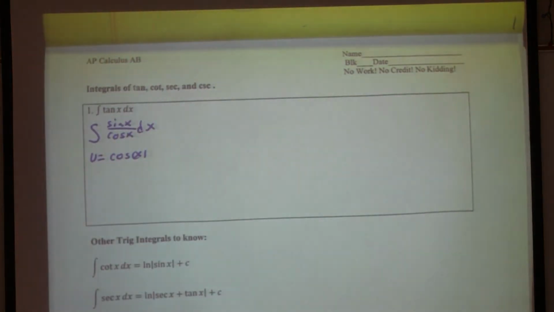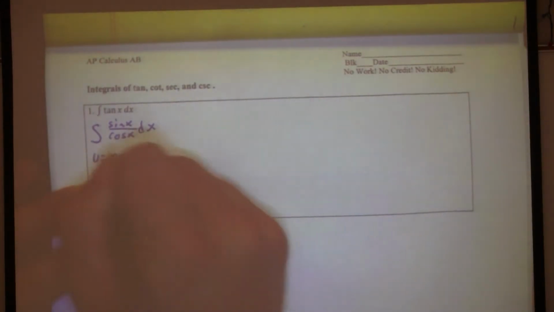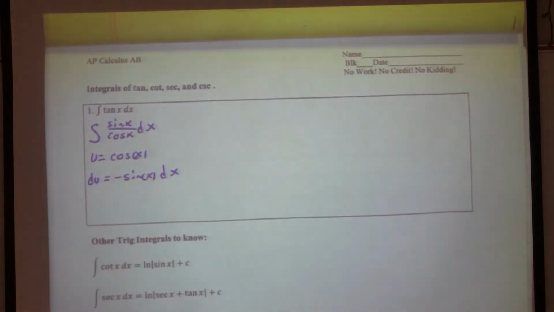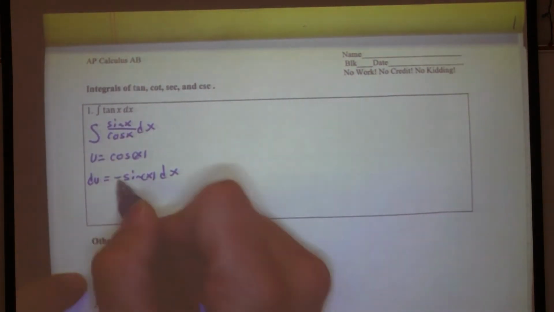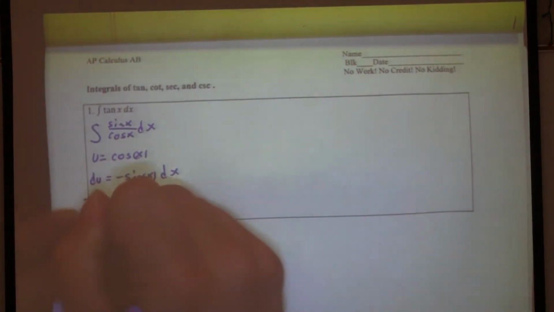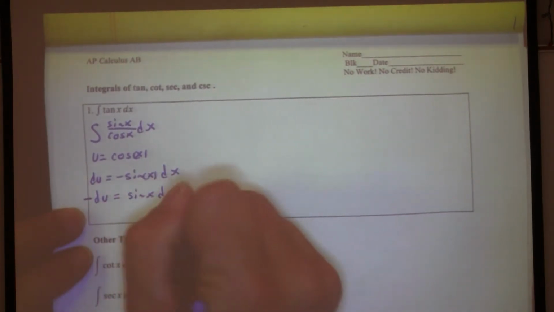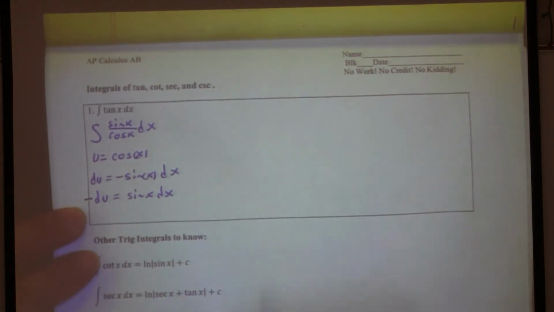I would pick cosine, because it's in the denominator, which is usually where the u is. And when I get the derivative of cosine, it's going to be what? Negative sine dx. So I got the sine and I got the dx, except I got this negative here. So that's easy, we can move it to the other side, right? And now I have a super easy problem to work with.